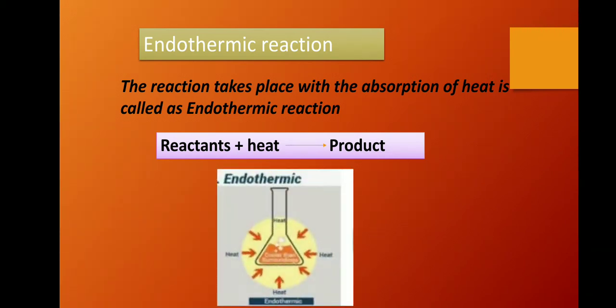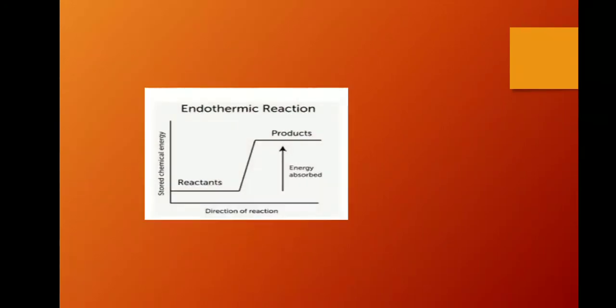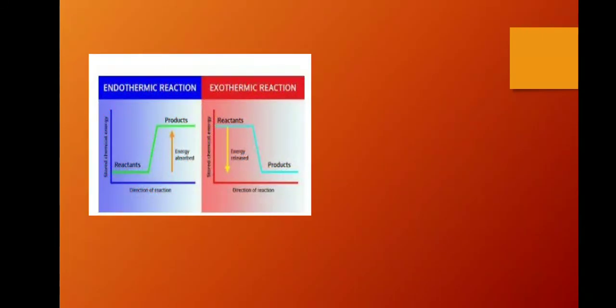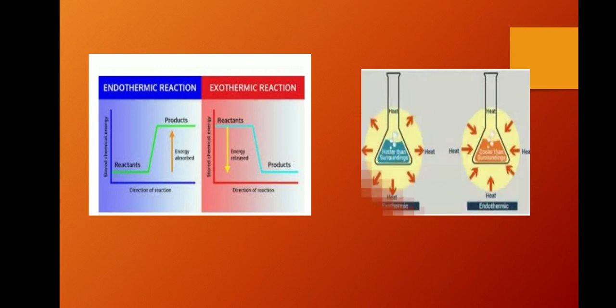If you touch this system, what happens? You will feel cool. Now, look at the graph. Here, in endothermic, the energy and the direction of the reaction, what happened? The energy is absorbed here. So the system is cool. Look at the difference between endothermic reaction and the exothermic reaction. You can see the reaction. So if they give the graph to you, you can identify them very easily.